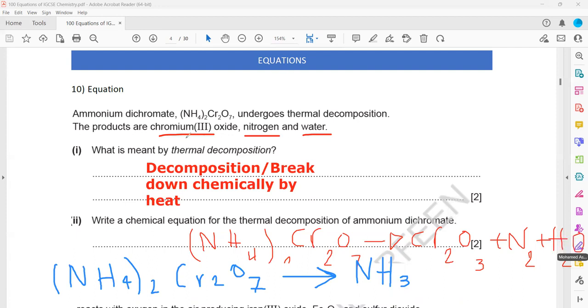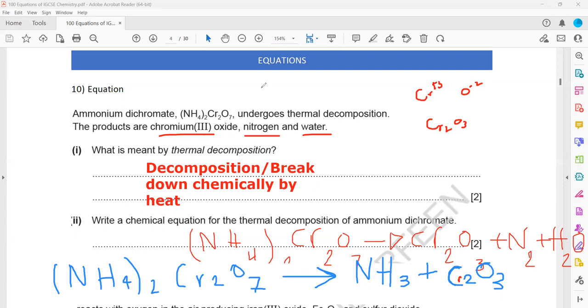So we have ammonium dichromate, it decomposes into chromium(III) oxide. What is the formula for chromium(III) oxide? Chromium is +3 and oxygen is -2, so chromium(III) oxide will be Cr2O3. And then nitrogen is a non-metal, so how will it exist? It will be N2, and water is there, which is H2O. So Cr2O3 plus N2 plus H2O. This is the first part.